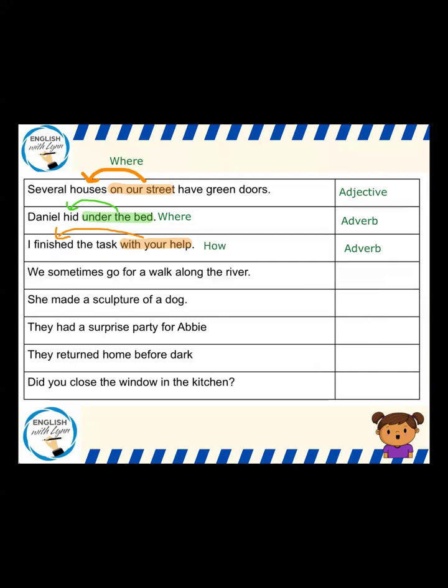The next one, we've got two bits that we need to look at. Sometimes I go for a walk along the river.